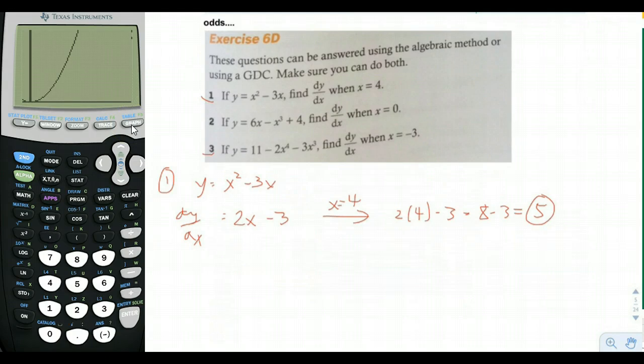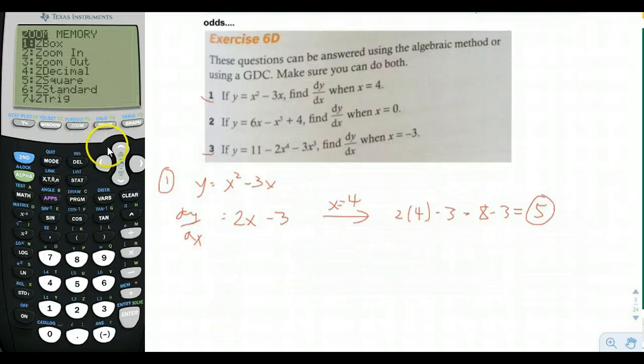We graph it. Shouldn't be any surprise that it's a parabola. Maybe we can do a zoom standard. Oh, it was like a window option, wasn't it? Was it zoom? Oh, there it is, zoom standard. Sorry. Okay.